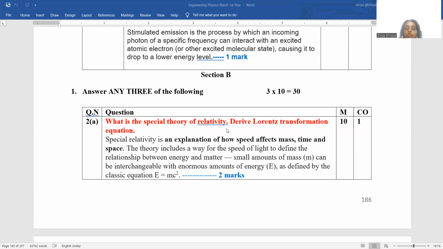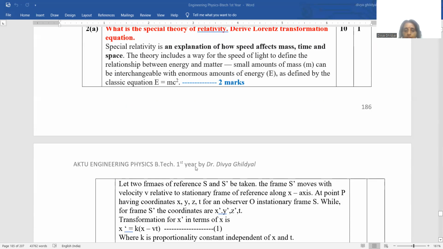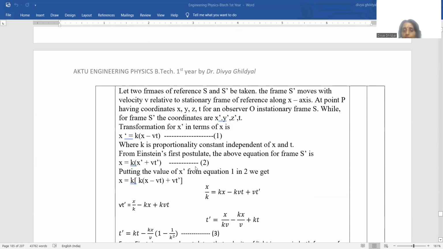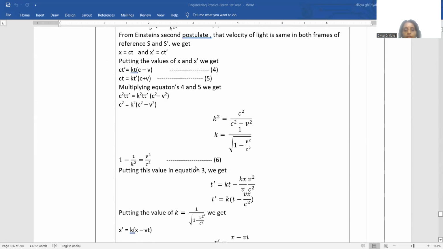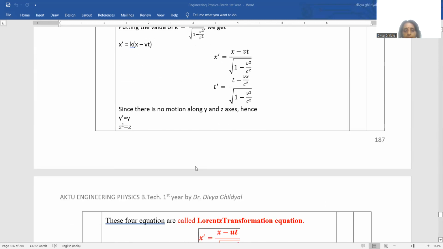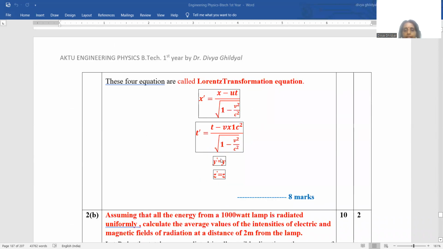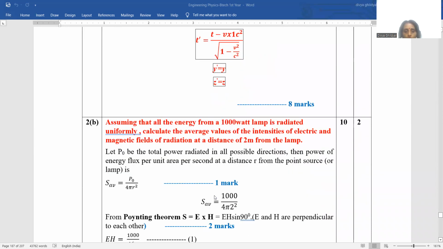What is the special theory of relativity? Derive Lorentz transformation equation. Special theory of relativity, if you explain, you will get 2 marks. That is how speed affects mass, time, and space. This theory includes a way for the speed of light to define the relationship between energy and matter. And when you derive the Lorentz transformation equations step by step, you will get your remaining 8 marks. And at the end, you will write that these are the Lorentz transformation equations.